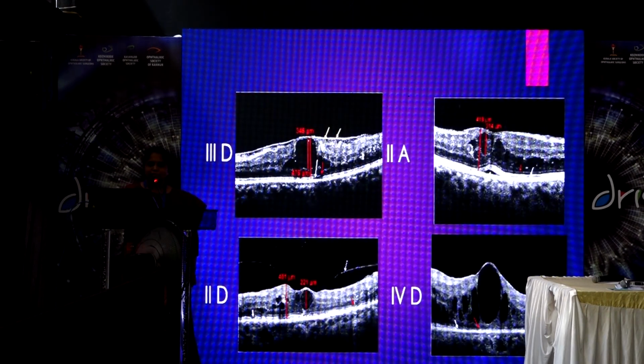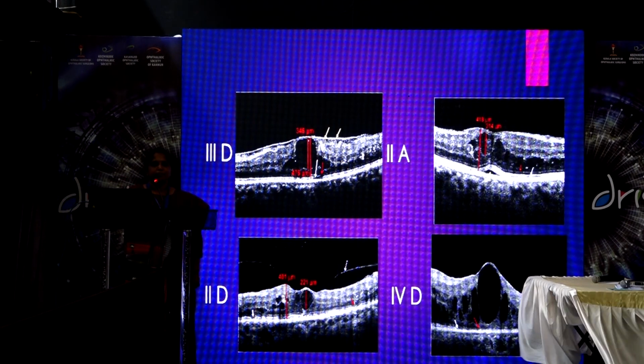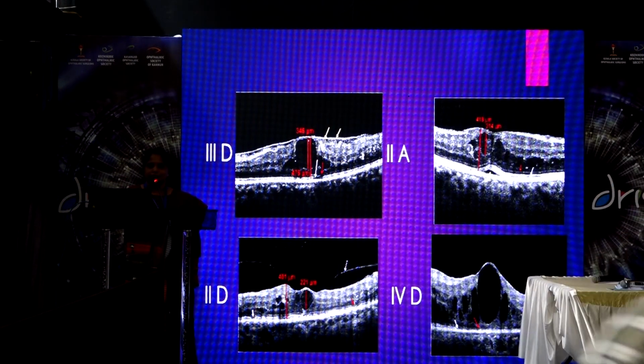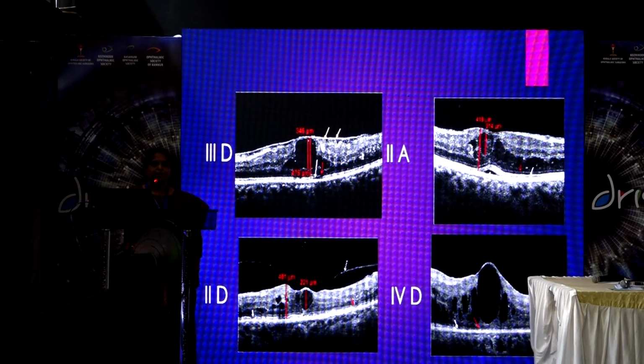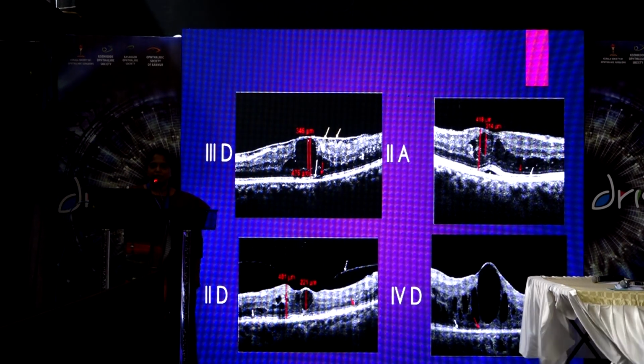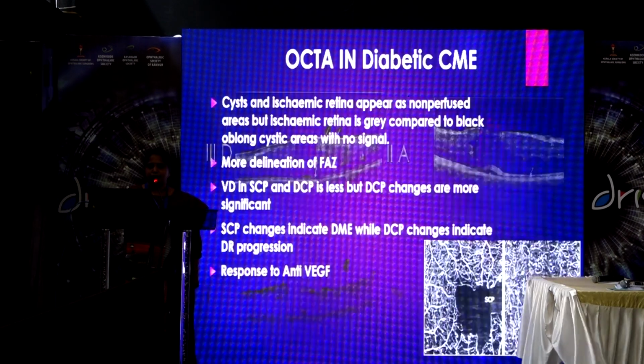So all these are based on different studies. In this example, you can see the last one is 4D. That is, the cyst is occupying more than 90% of central macular thickness, and also there is disruption of the external limiting membrane and the ISOS. So that indicates a poor prognosis. So cystoid macular edema acts as an important biomarker in diabetic macular edema.